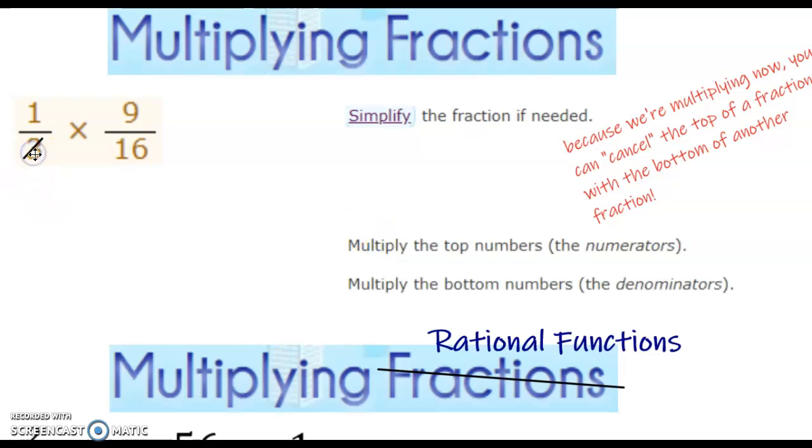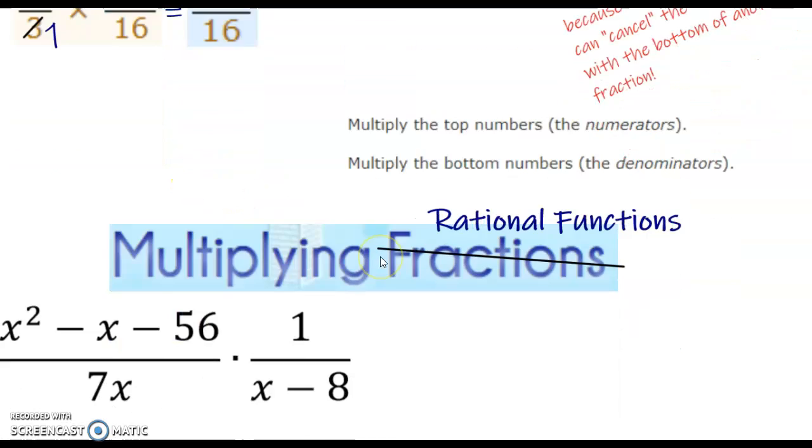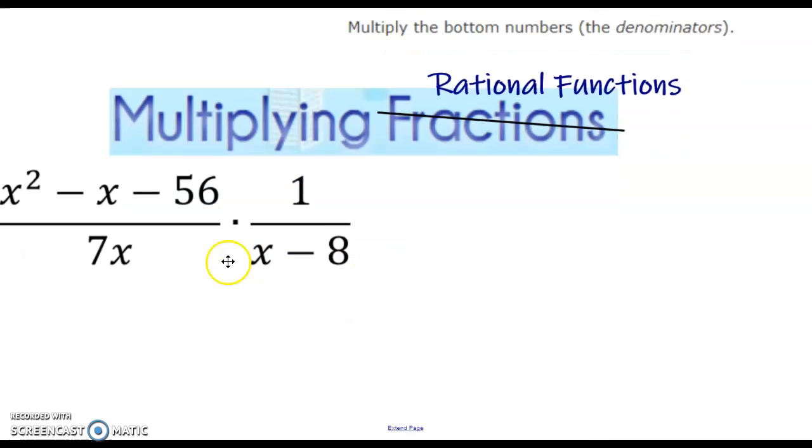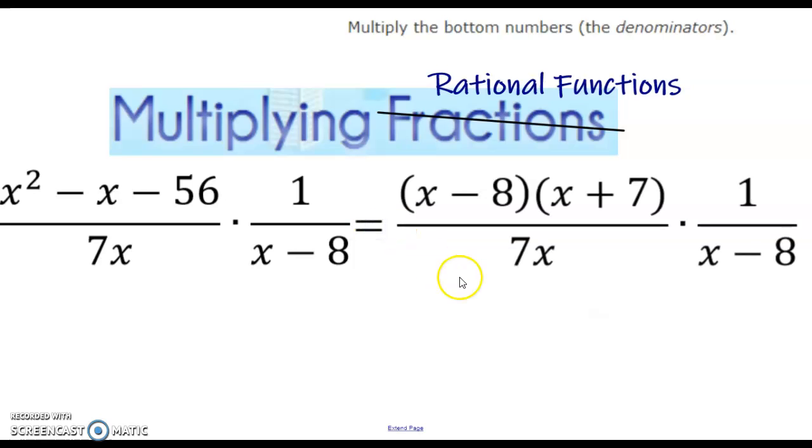So we can now cancel out the 3 and the 9, or reduce the 3 and the 9 and make it 1 and 3. And then we just multiply our numerators and multiply our denominators. And so we get 3 over 16. Okay. Same thing here. We can reduce or cancel out first.